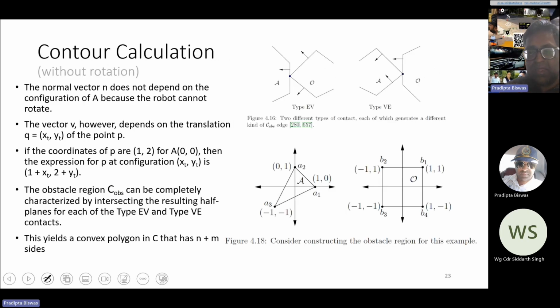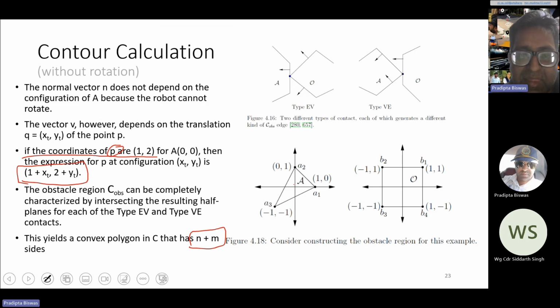So the same thing we are doing here: we will use that equation and consider, in the subsequent step, the coordinates of point P. In this example, we will consider P as the center of the robot. With respect to that, we will find the half plane equation using this principle. Finally, after that, we will get a polygon with n plus m edges, where n is the number of edges of the robot and m is the number of obstacles. And we will treat them separately based on the type of contact.